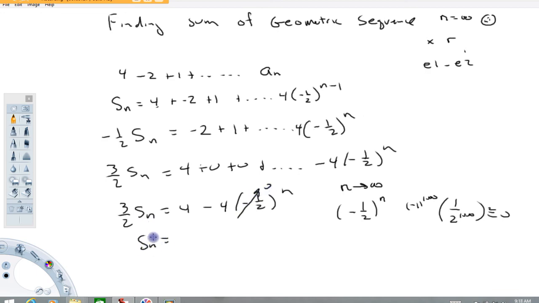So the S sub n we can get just by multiplying by 2/3. So we're going to get 8/3 out of that. And I think I'm going to just call that one done.